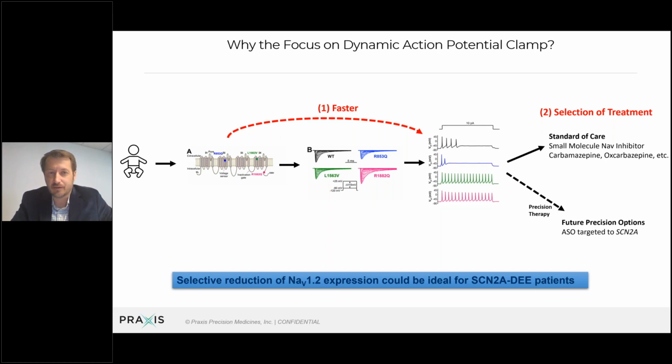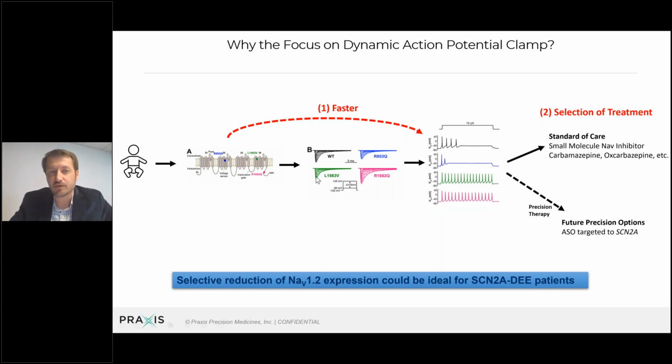Why do we care though? Why would Praxis worry about doing this? It's simply to try to do this faster. So patients present, they have a phenotype, they're diagnosed, they go through the screening panel, they find a mutation in the sodium channel or whatever ion channel you're interested in. In this case, for our application here, sodium channel.